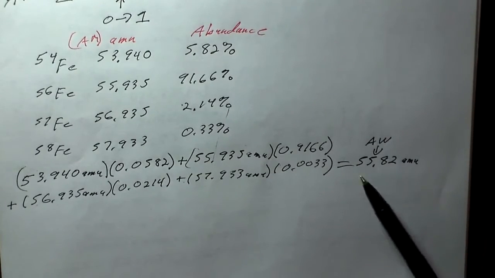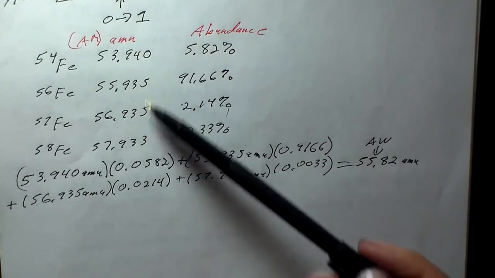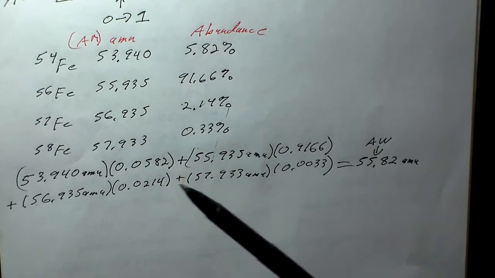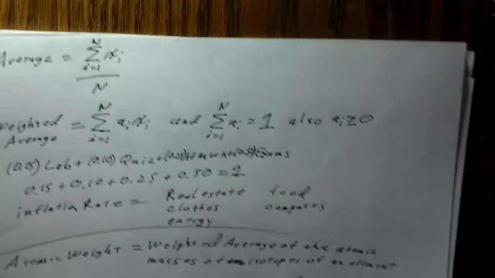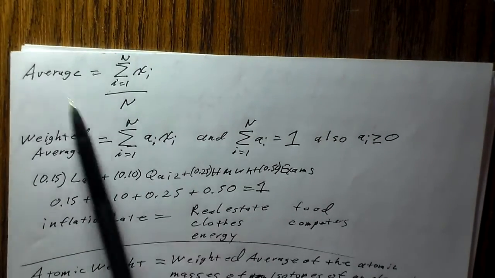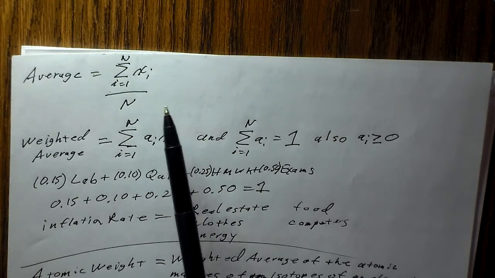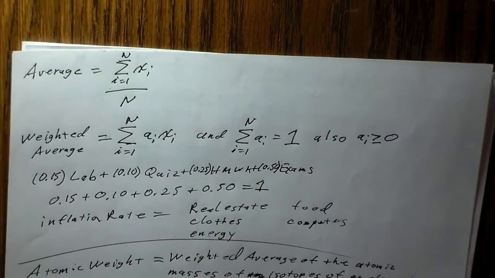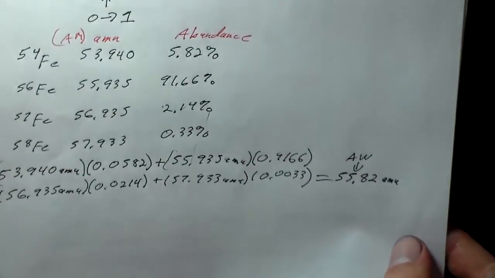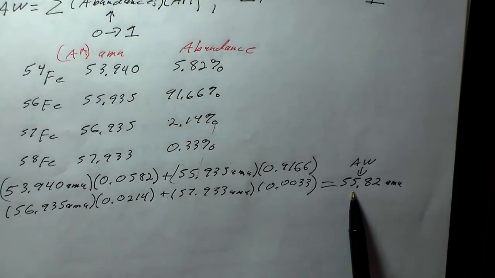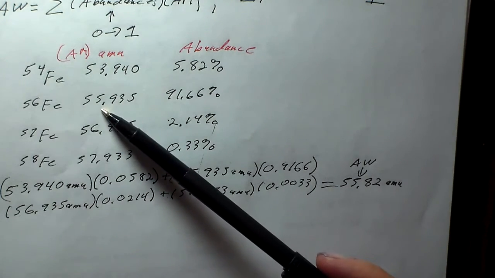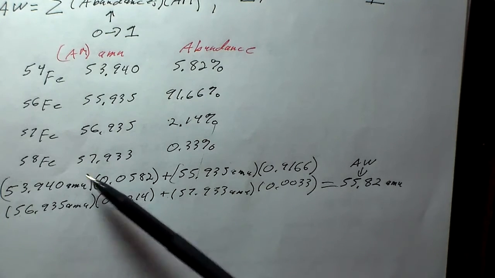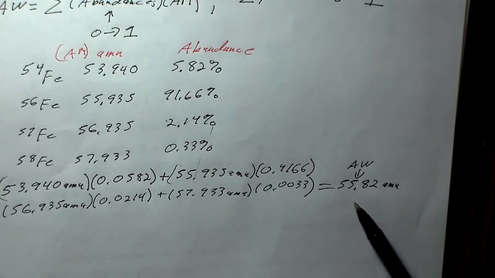If we look at this value here, notice that it is between the biggest and the smallest values that we actually have. And that's also the other thing, if we're talking about averages, the average is always going to be between the biggest and the smallest value. Same thing here for the weighted average. It's always going to be between the biggest and the smallest value. So if my atomic weight is 55.82, then this is going to be between my smallest, which is 53, and my biggest, which is almost 58. That's in the middle. That's good, right?